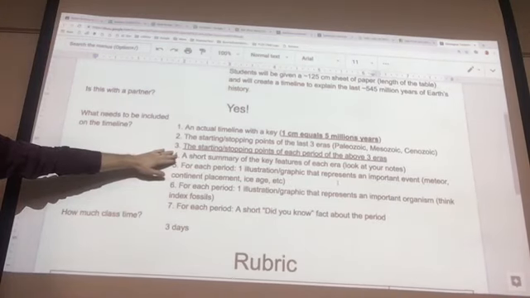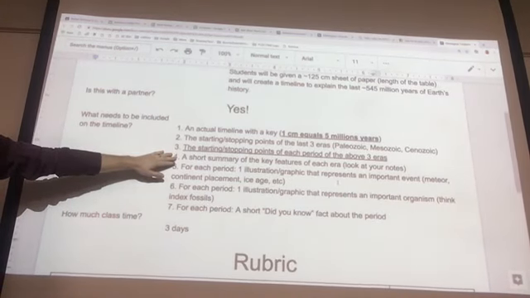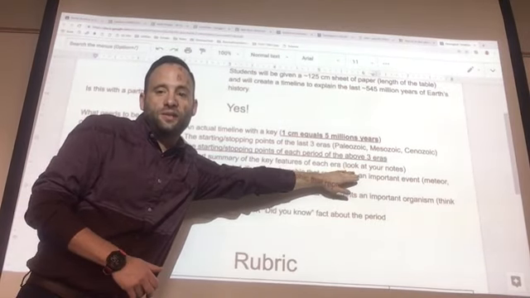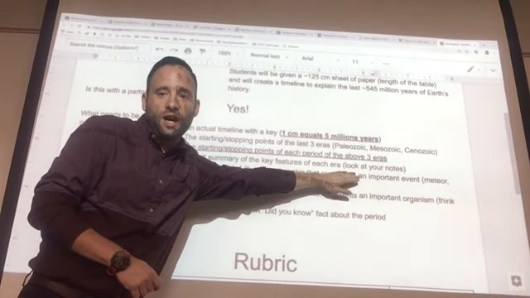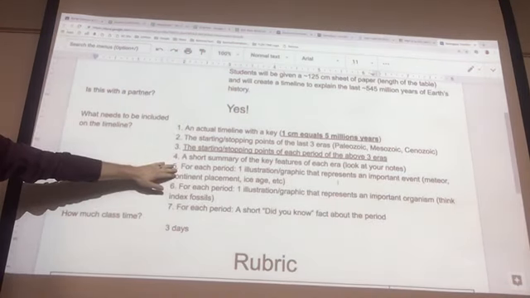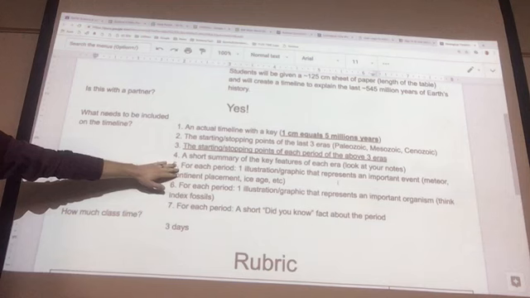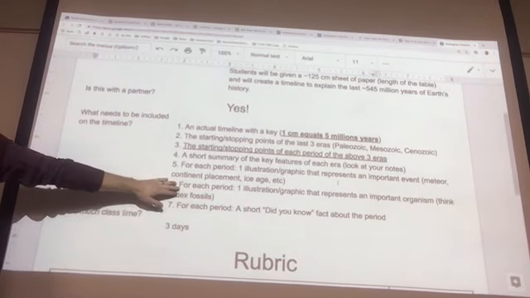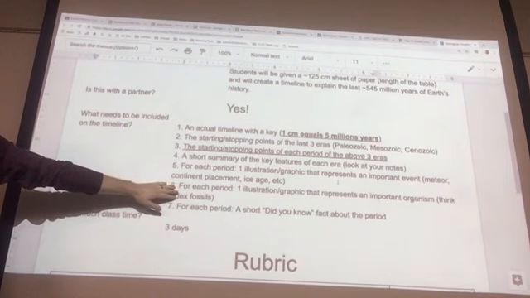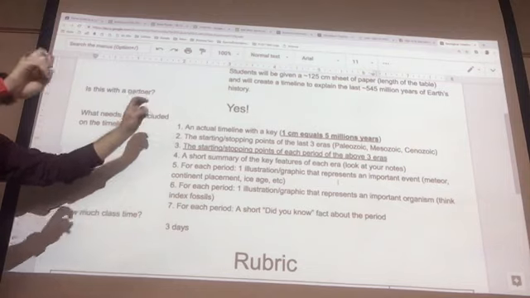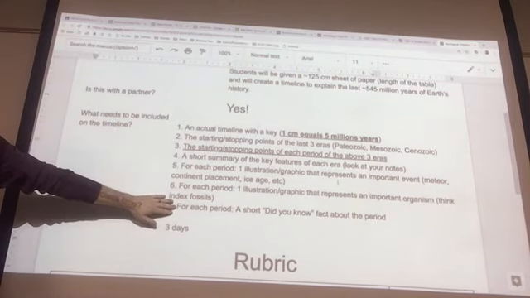You need a short summary of the key features of each era. Look at your notes, but I'd rather you guys use the video questions that you did on Monday. For each period, you need 1 illustration or graphic that represents an important event. For each period, you also need 1 illustration or graphic that represents an important organism. And for each period, a short "did you know" fact about the period.